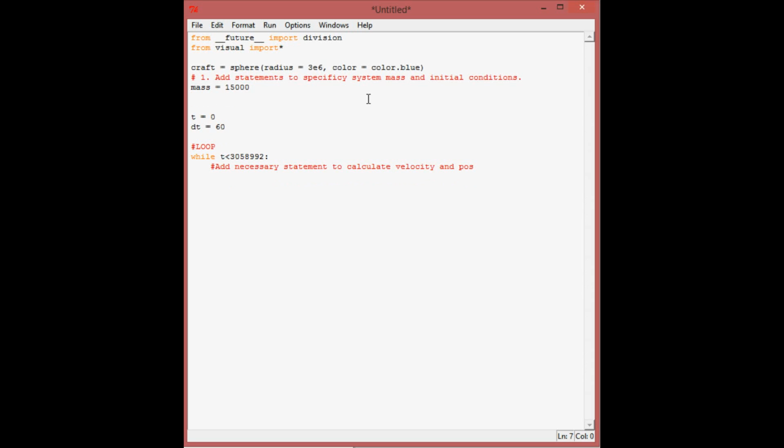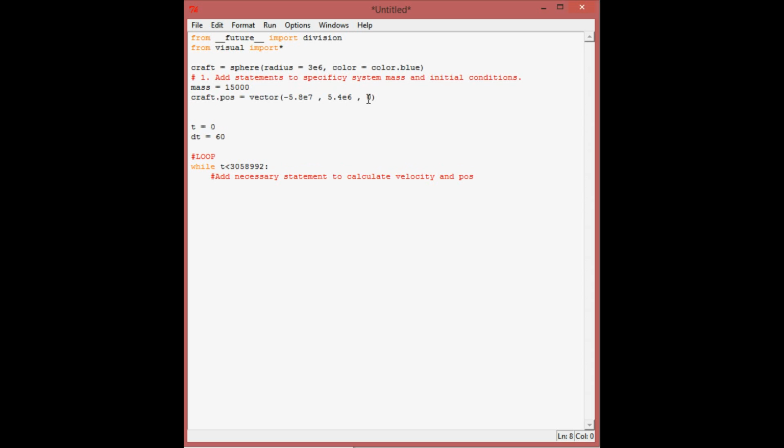Next thing you want to add is the initial position. To do that you have to call on the craft, and to access its position, you do craft.position, and then set it equal to a vector, and that vector is equal to negative 5.8 times 10 to the 7th, 5.4 times 10 to the 6th, and 0.